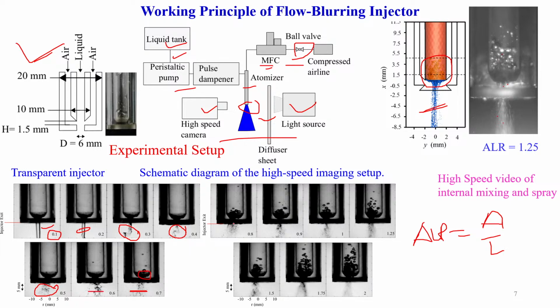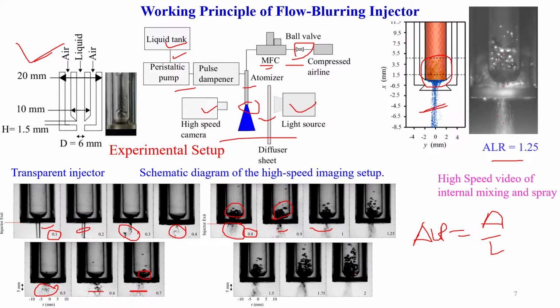Still, as we increase the ALR ratio, we are getting very fine spray at the exit of the injector, as well as air penetrating inside the injector. Here also we can see. So this is an ALR of 1.25. Here we can see higher air penetration in the injector at higher ALR ratio.